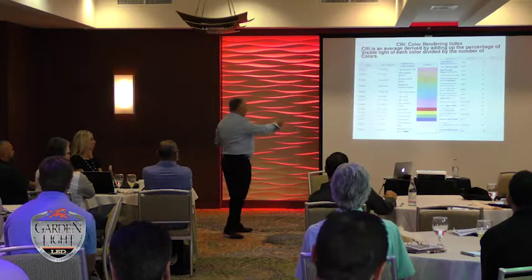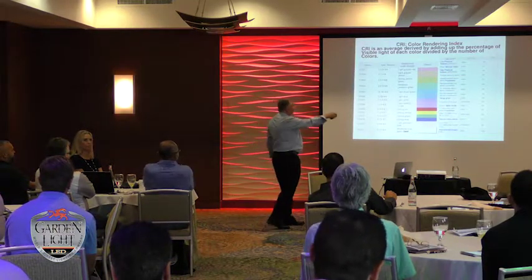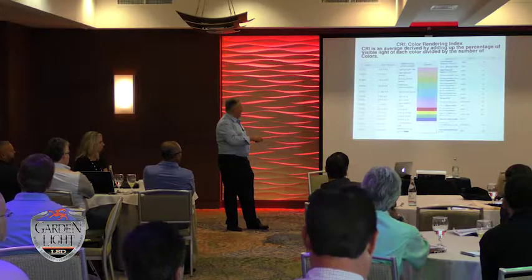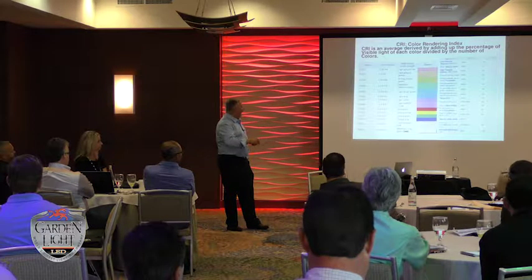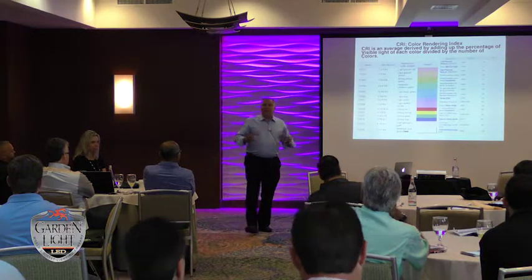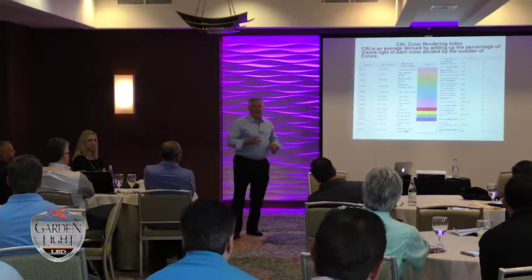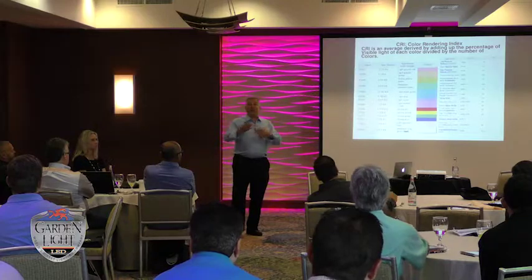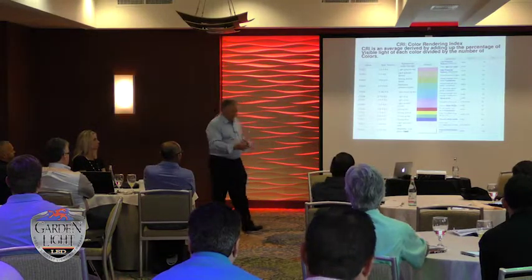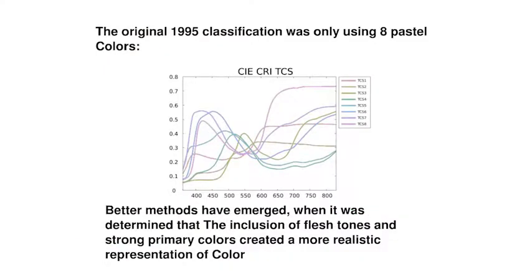So where do these CRI values fall in? A good transition point right there. Standard LED, 83. Those are good ranges. And I actually like 83 or 80 as a good range, just because it does give you a very good cost value proposition. The original classification was only using those 8 pastels. And the problem with that is it didn't do skin tones very well. It didn't do static colors very well. It doesn't really reflect what it is.